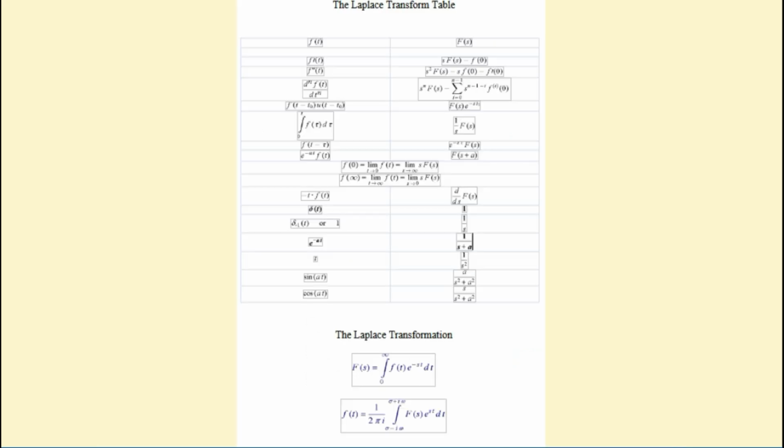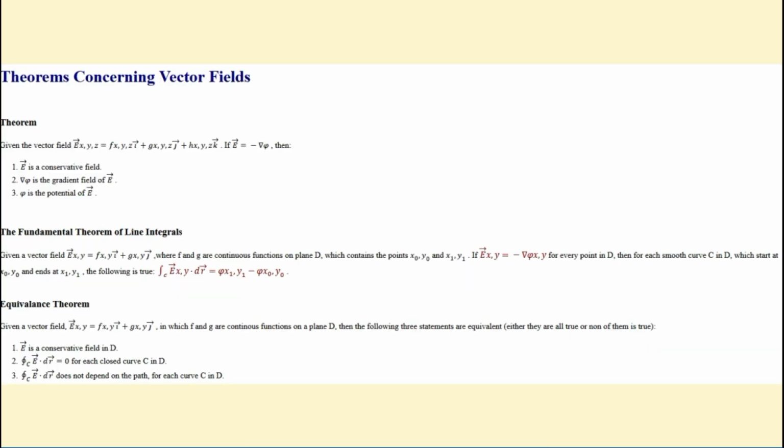And then you can do a table here in a Word document, a Laplace transformation table, with the derivatives on the left, and an integral Laplace transformation at the bottom. It's a very, very powerful tool. And then you've got vector fields, you can put all these different vector notations in as well, and all the subscripts and superscripts and equivalence theorem, etc.